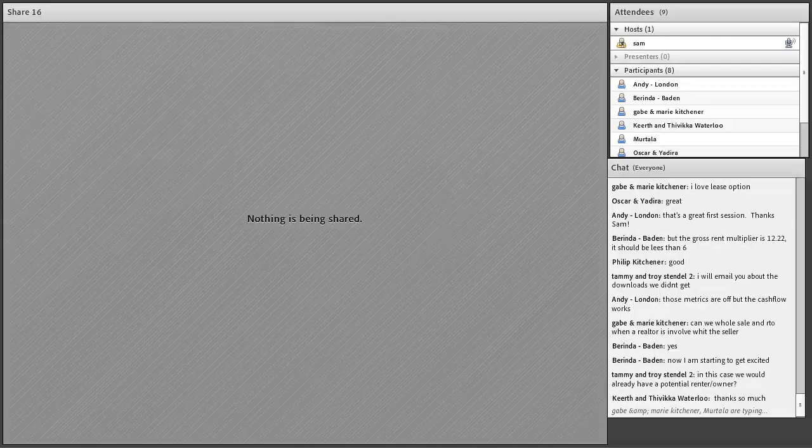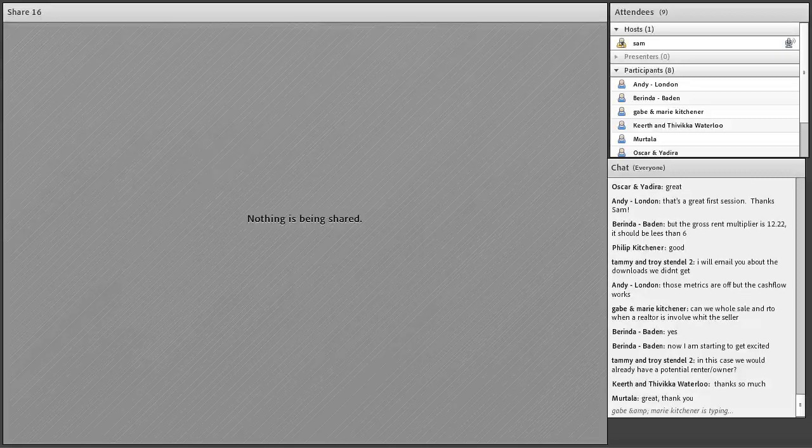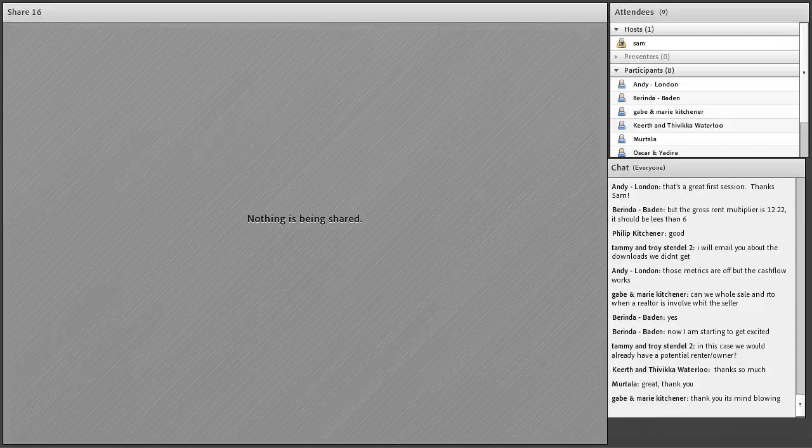Can we wholesale and rent to own when a realtor is involved with the seller? Yes, you can. Absolutely, you can. In that case, would we already have a potential rent to owner? Yes, obviously. We want a rent to own person first, before the house, for sure. It doesn't always happen like that, but typically that's what you want to do. You want the rent to own person first, and you want to qualify that person, okay?